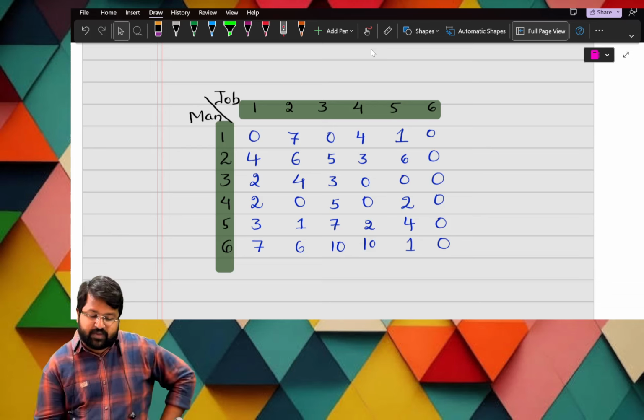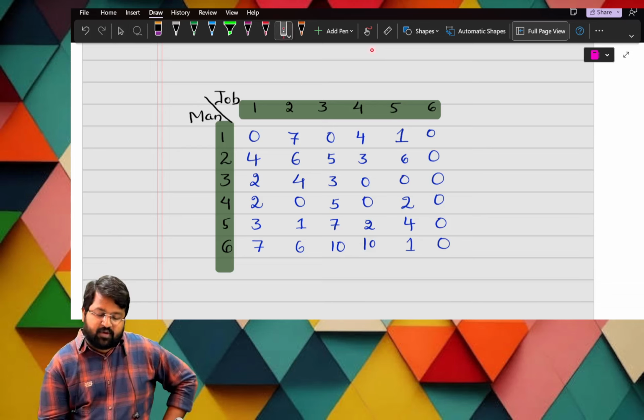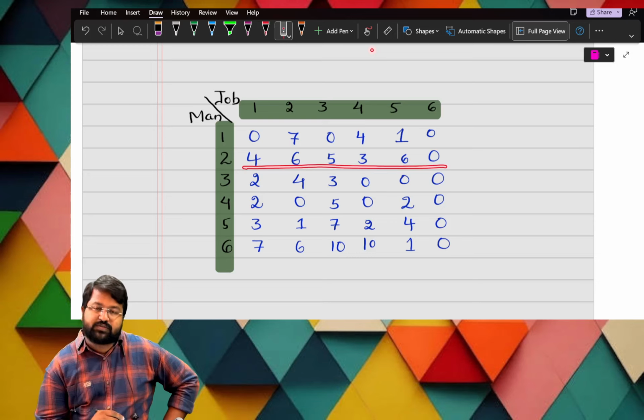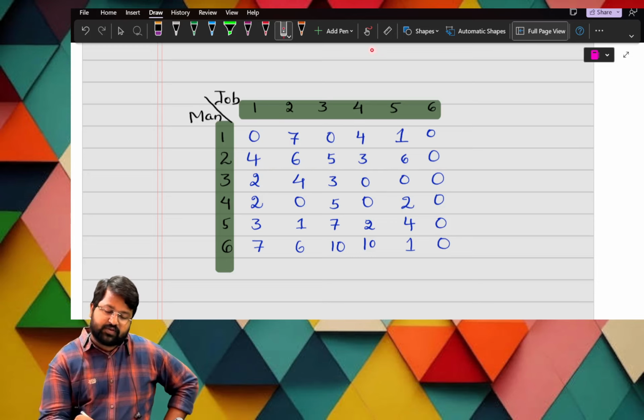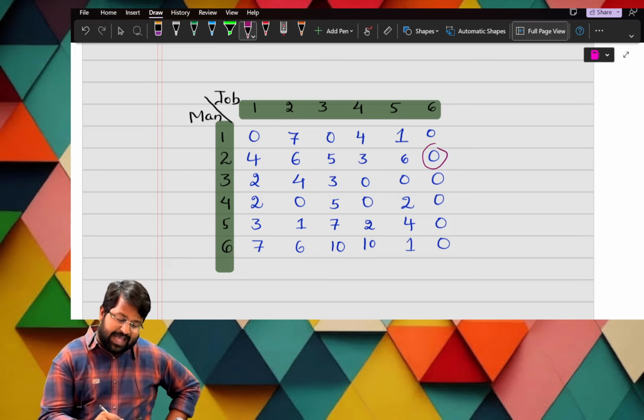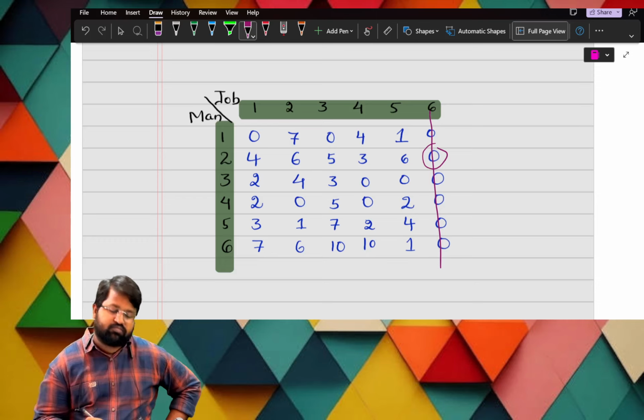So I will show here. What is the number of zeros here? There are three zeros, so we should not go with that. In the second row, how many zeros are there? There is one zero, so I will mark that zero. What do I have to do then? I have to cancel the respective column.